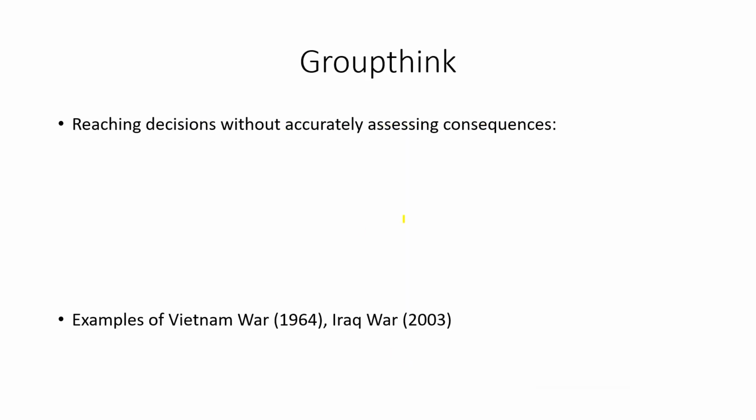Another problem that states can get into as far as decision making is this concept of groupthink. This is where you have a small bunch of insiders that are somewhat isolating themselves to make the decisions for the entire country, so to speak, and they're somewhat leaving out other groups or other input for various reasons. So this comes to the point where you might reach a decision without accurately assessing all the consequences.